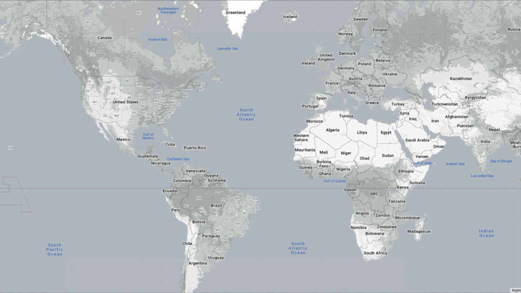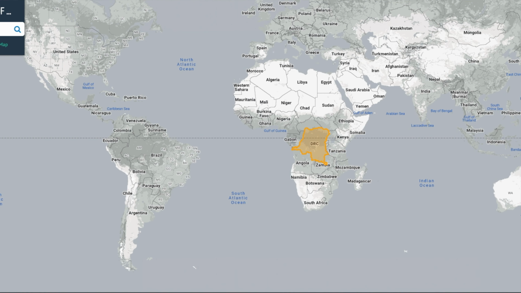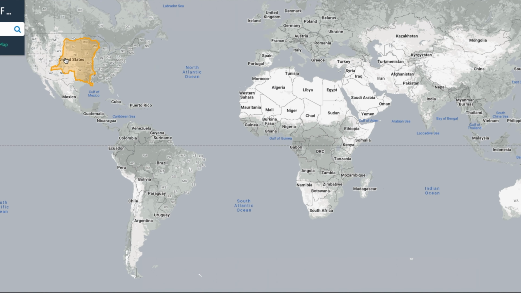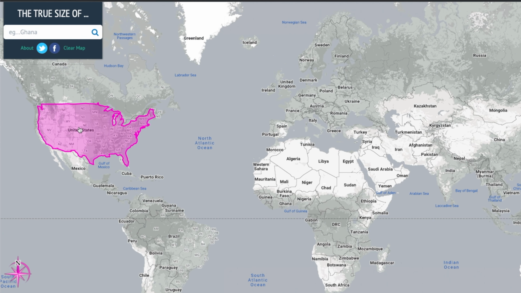This is the truesize.com, and it's going to give us a better idea of what's actually going on here. Remember, this image itself is not accurate, but what you're about to see is. So there's no arguing that Africa is pretty big, but let's take the Democratic Republic of Congo. If we move it over to where America is, we can see that it's almost half the size of mainland USA. In fact, you could pretty much fit the whole of the USA into the Sahara Desert alone.